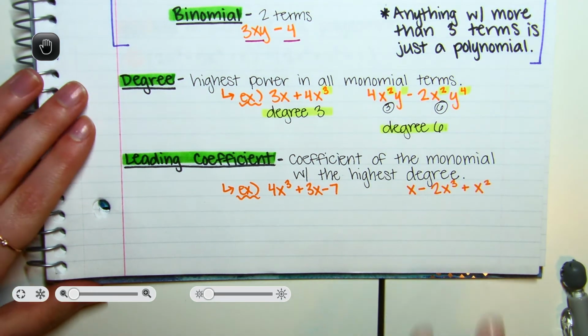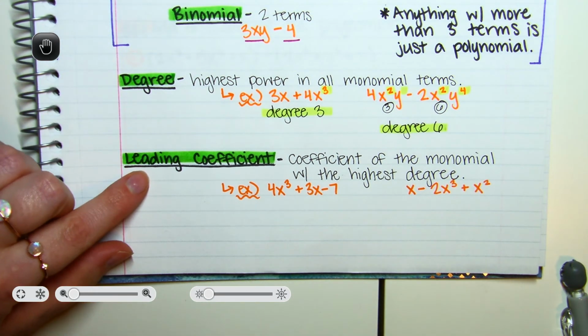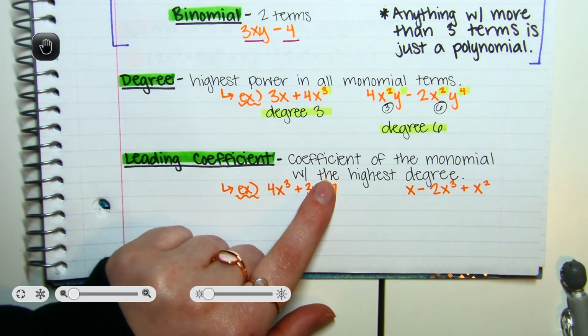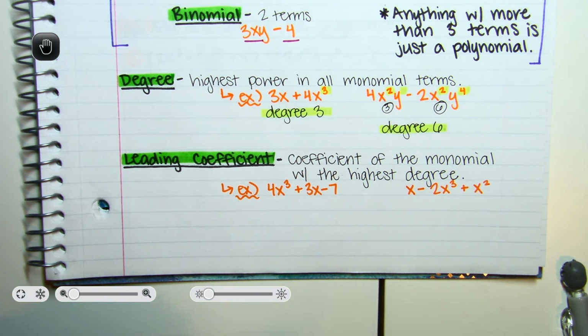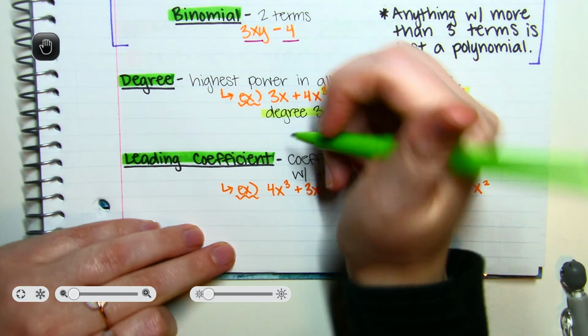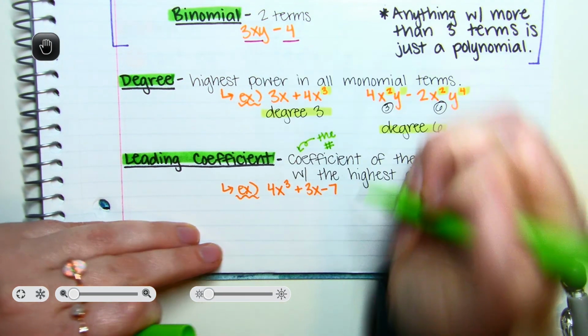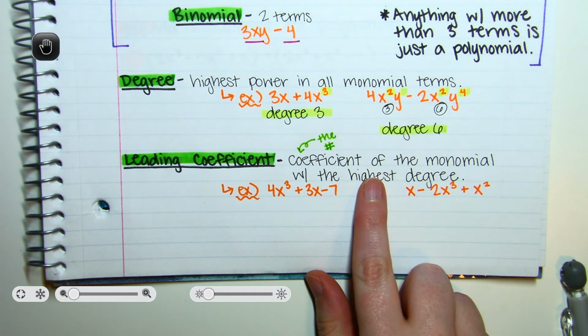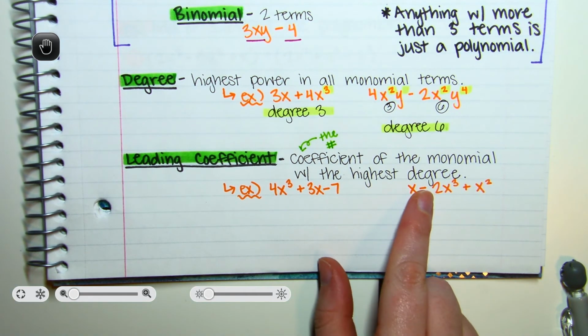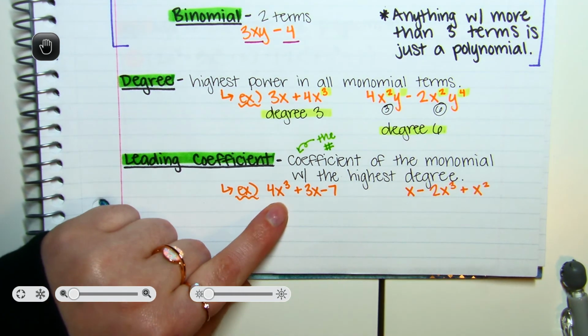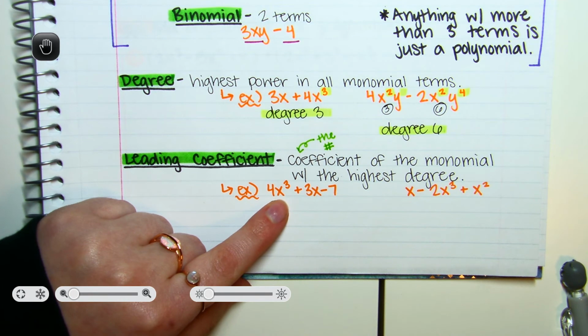All right, now our last definition, leading coefficient. This is the coefficient, or in other words, the number. I'll write a little note. The number of the monomial with the highest degree. So if we look at this one, 4x cubed plus 3x minus 7. The highest degree is 3.